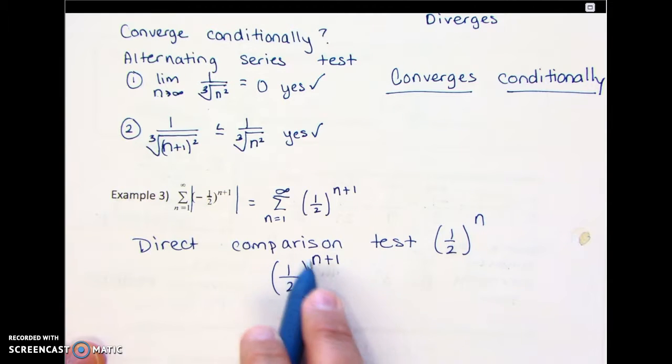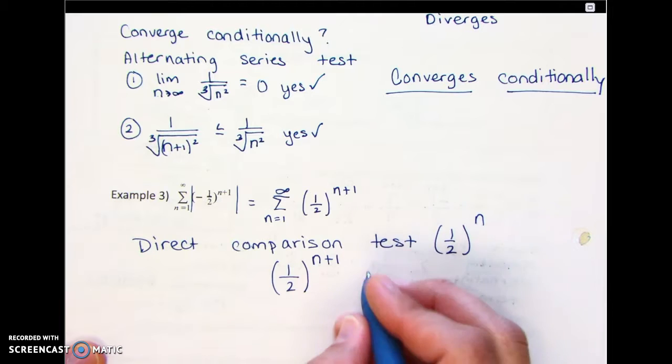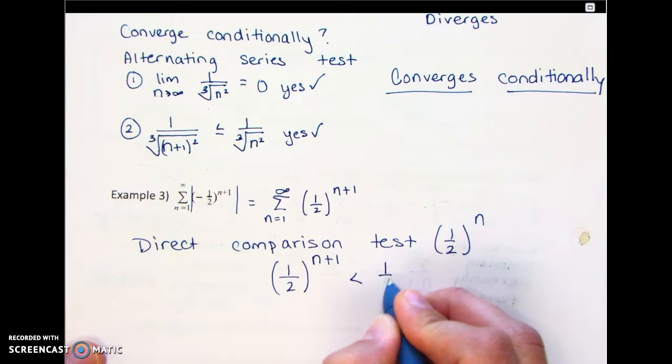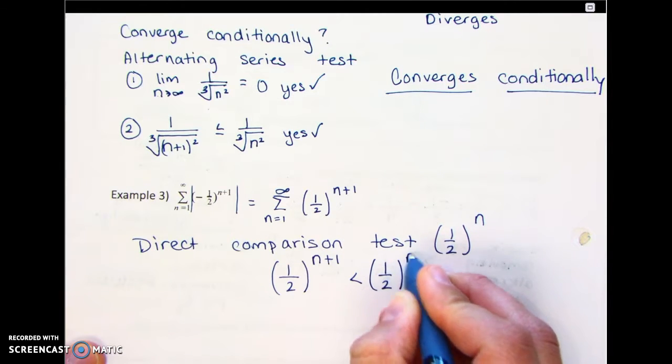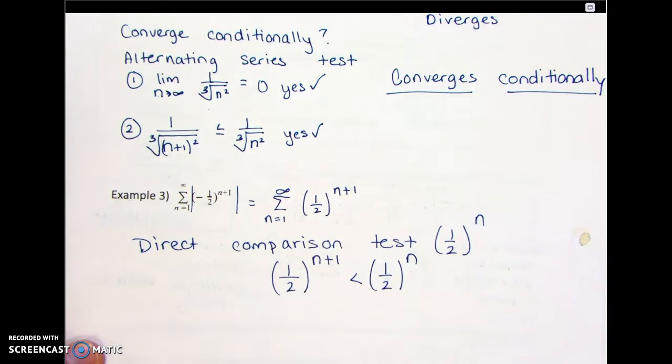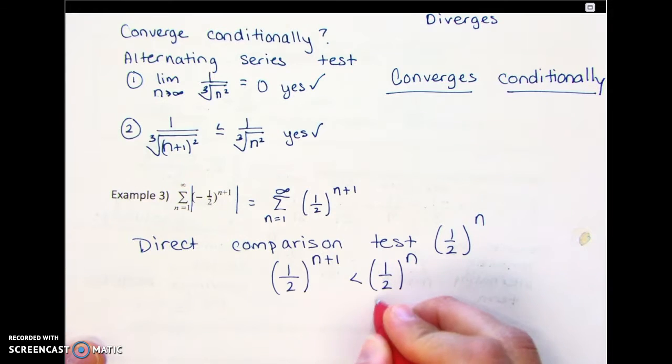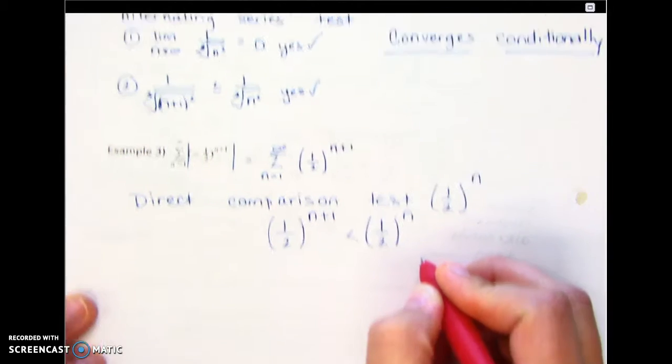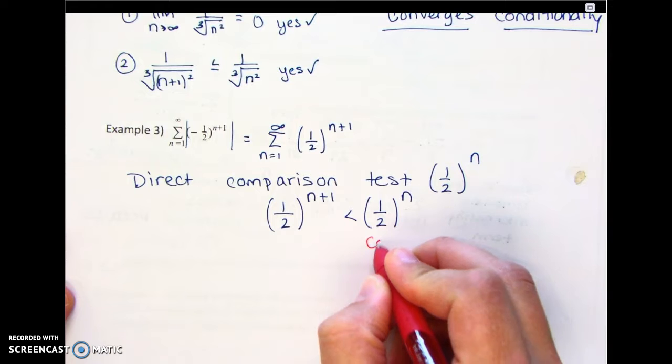Now remember, this power is growing, but it's only growing the denominator. So since the 1 doesn't grow, then this is less than this. And based on the geometric series, if r is 1/2, does this converge or diverge? If we have r equals 1/2, then this converges.